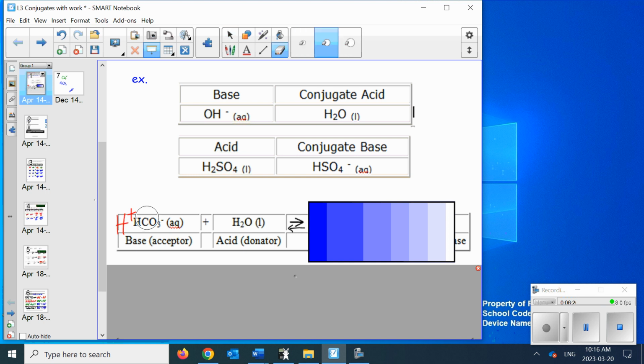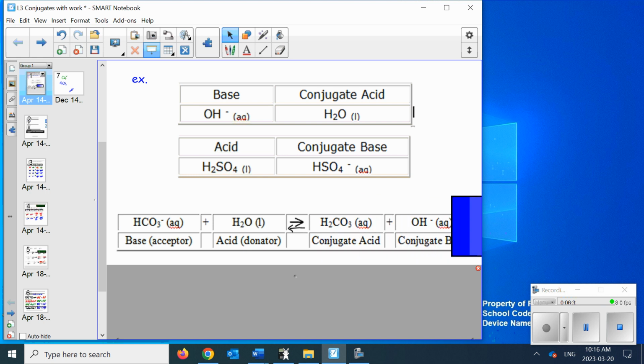So the way we're going to show this is H2CO3, hydroxide ion. Label those: conjugate acid, carbonic acid. Conjugate base. So if you read that from right to left, it creates the other things. Okay.